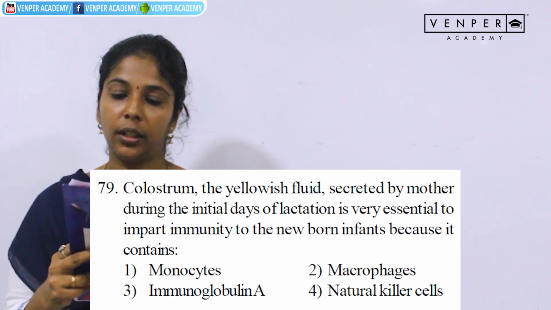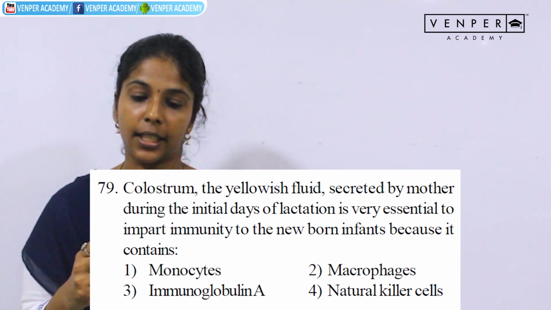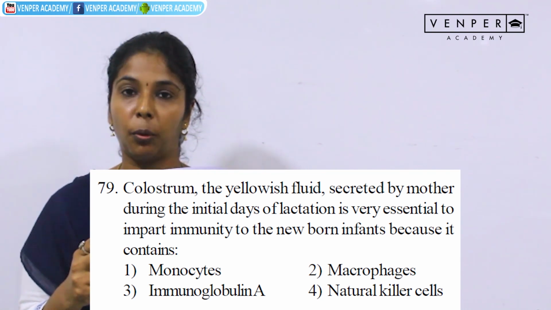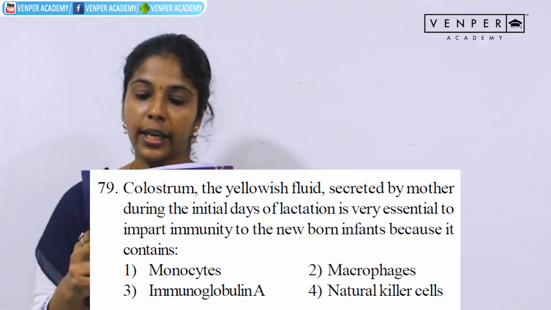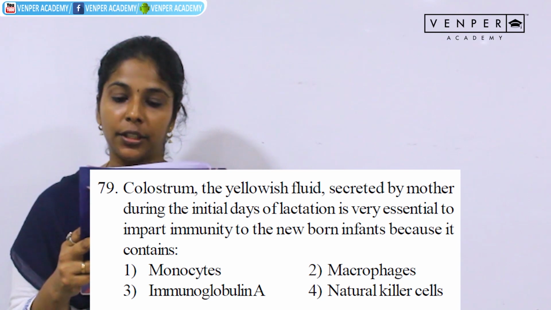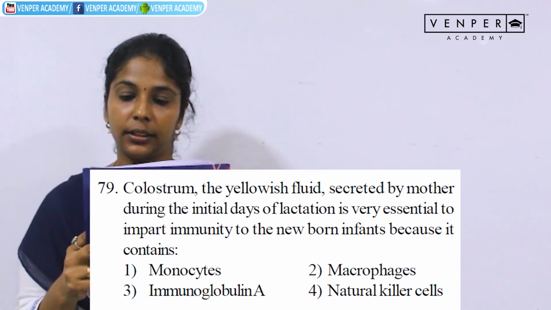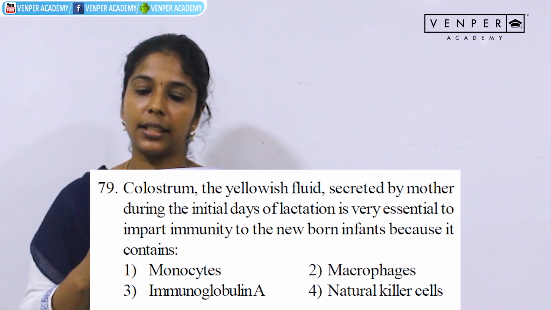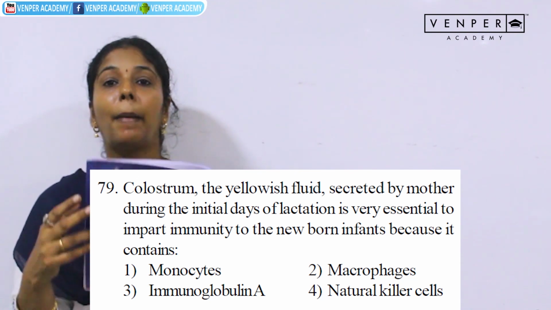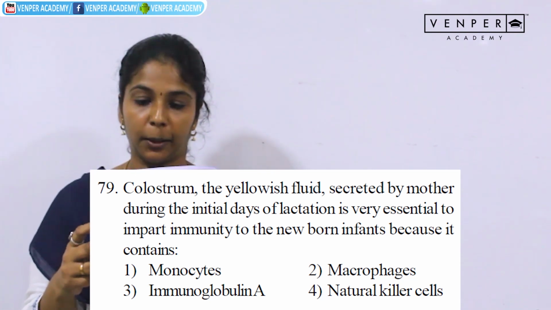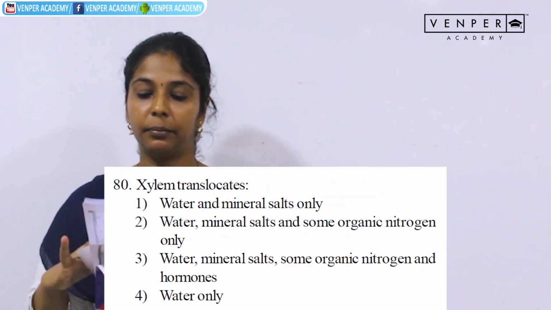Colostrum, the yellowish fluid secreted by the mother during the initial days of lactation, is very essential to impart immunity to the newborn infants because it contains option 1, monocytes, option 2, macrophages, option 3, immunoglobulin A, and option 4, natural killers. We have read in the lower classes that colostrum is rich in immunoglobulin A, which imparts passive immunity to protect the infant. Next, we move on to question number 80.